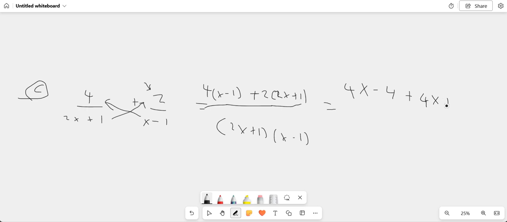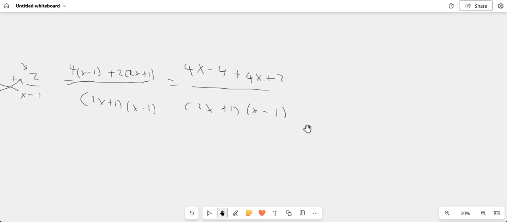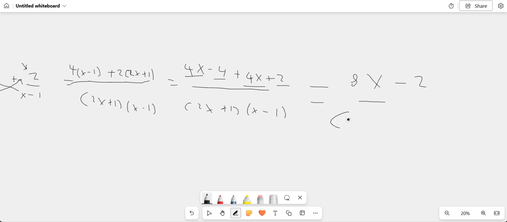And then 2 times 1 is plus 2 here. And all of that is over 2x plus 1 and x minus 1 here. Now if we simplify the situation here, you'll see that we actually get 4x plus 4x, because again, collecting like terms, 4x plus 4x, that's 8x here. And then we've got minus 4 plus 2, that's minus 2, yeah? And then all of that's over 2x plus 1, x minus 1, yeah? So that's the final answer here. Alright, fine.